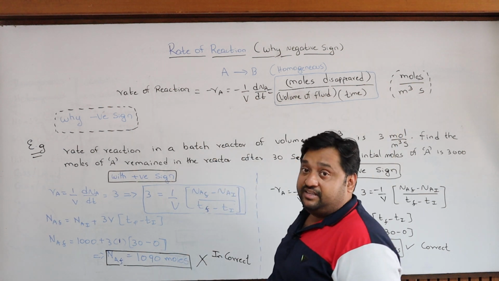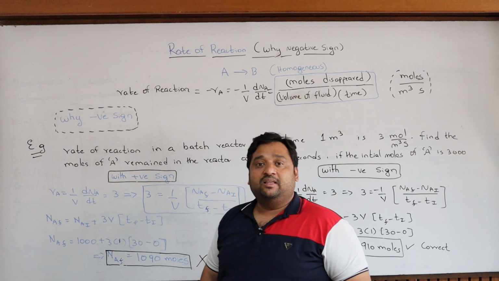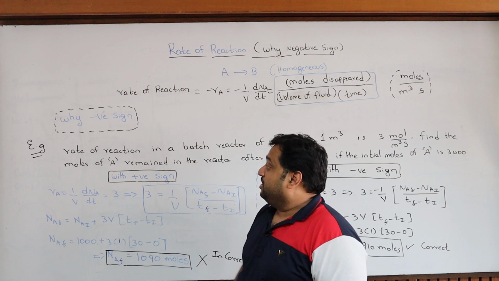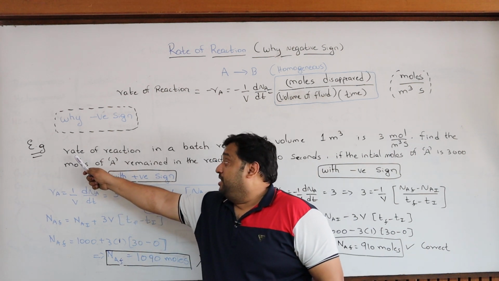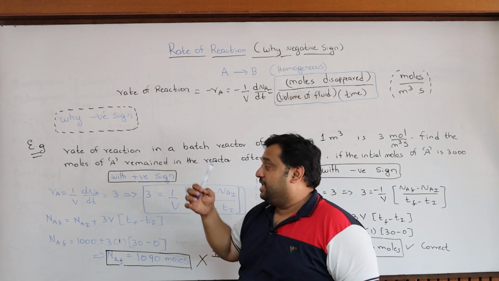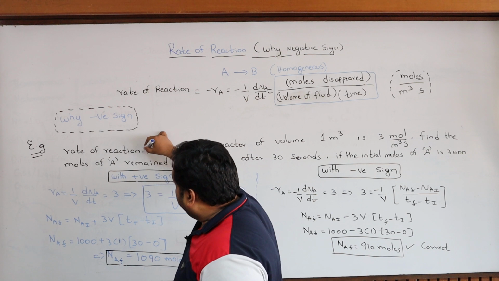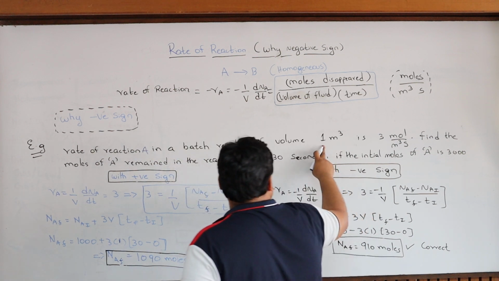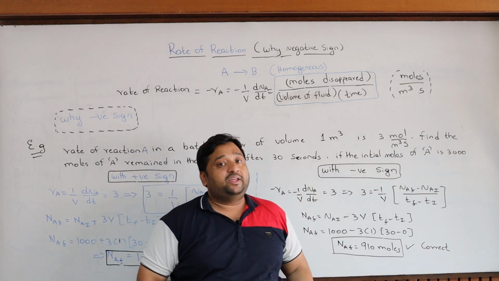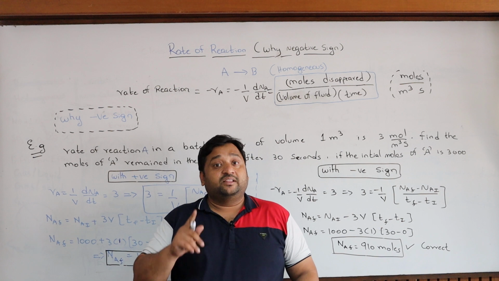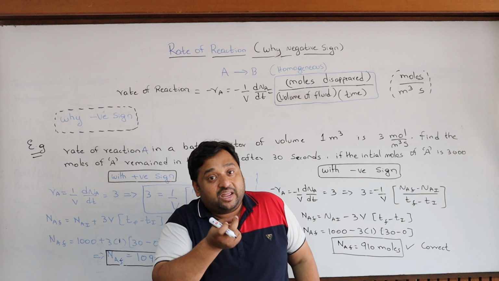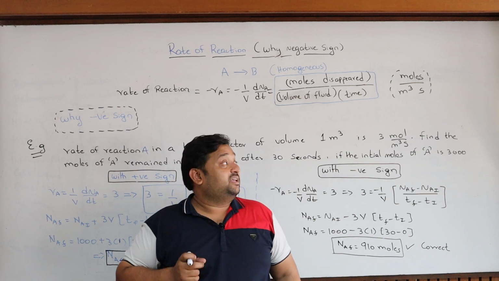If you define the rate in this way, let us solve the example, one with the positive sign of the rate and one with the negative sign of the rate. So let us read through the problem. The rate of reaction of A in a batch reactor of volume 1 meter cube is 3 moles per meter cube per second. That means the rate is given: 3 moles of A are getting reacted per every 1 meter cube of reactor volume every second.